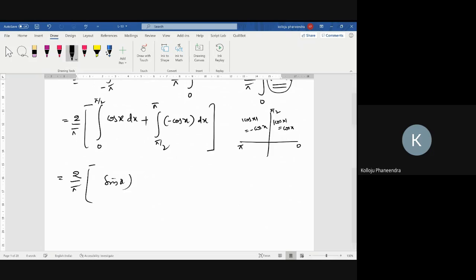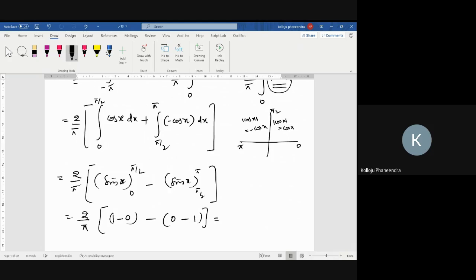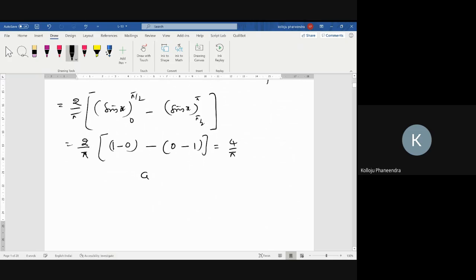This is sine x between 0 to pi by 2, minus, this is also sine x, but the limits are changed, pi by 2 to pi. That is equal to 2 by pi, upper limit sine pi by 2 is 1, sine 0 is 0, minus upper limit sine pi is 0, sine pi by 2 is 1. So this is 1 plus 1, 2. It's totally 4 by pi. So a naught value is 4 over pi. A naught value is over.